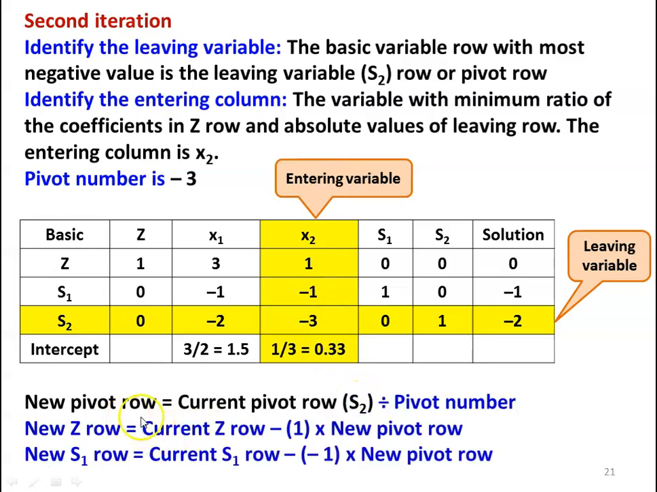Now, here we have to calculate the new pivot row. That is, current pivot row, S2 row, divided by the pivot number minus 3. And new Z row equal to current Z row minus the entering column coefficient 1 into new pivot row. New S1 row equal to current S1 row minus of minus 1 into new pivot row.